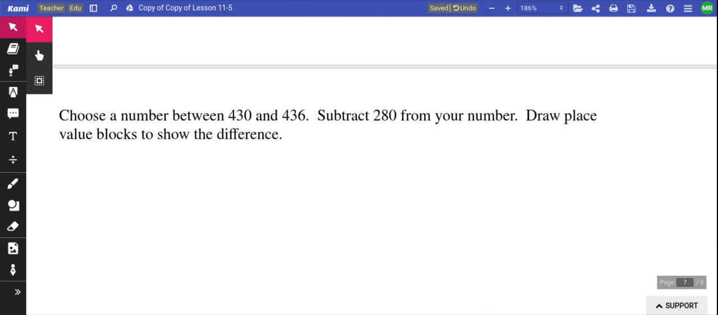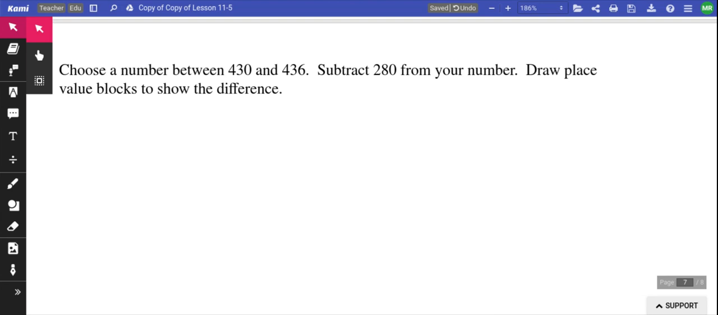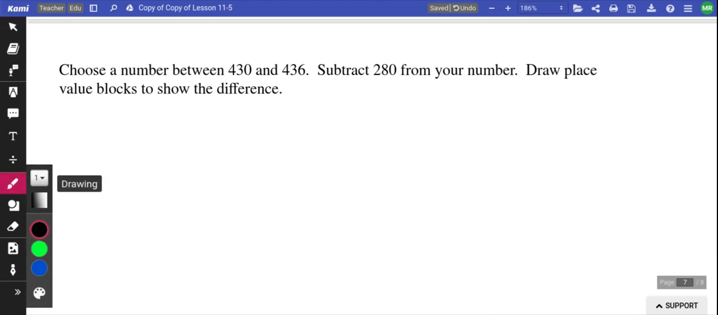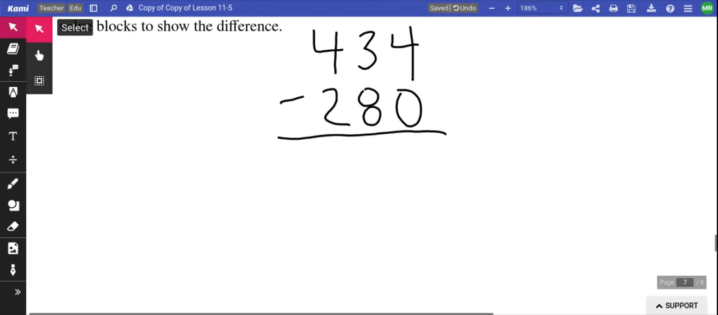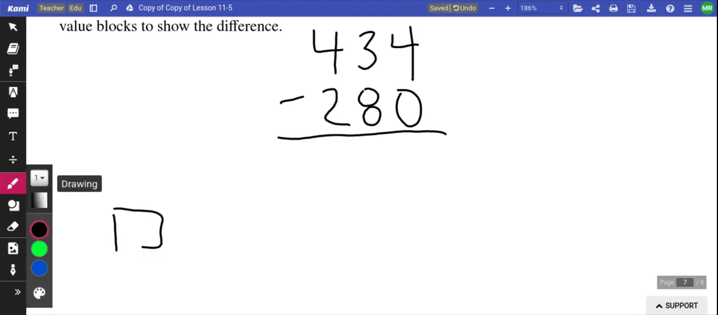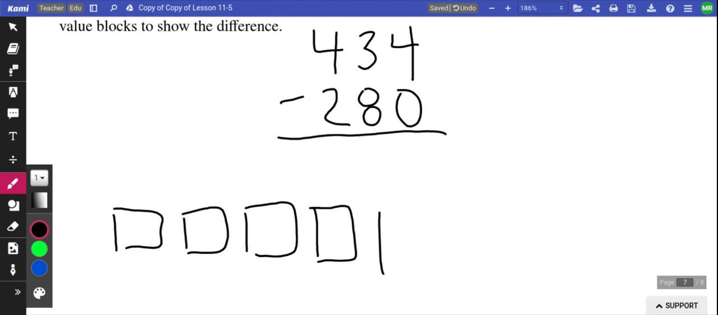Okay, here we go. Choose a number between 430 and 436. I'm going to choose 434. Subtract 280 from your number. And then it says draw place value blocks to show the difference. Okay, fun. I get to do my drawing of my place value blocks again. So first I've got to draw out 434. So let me make 400s. I'm going to make 3 tens and 4 ones.